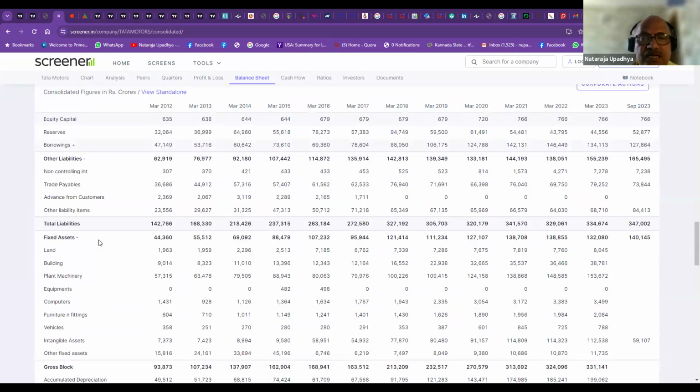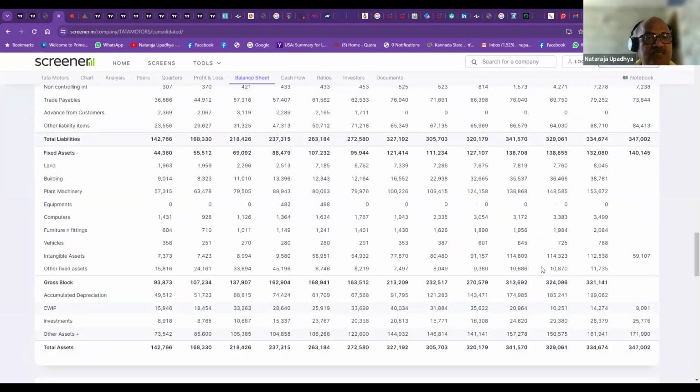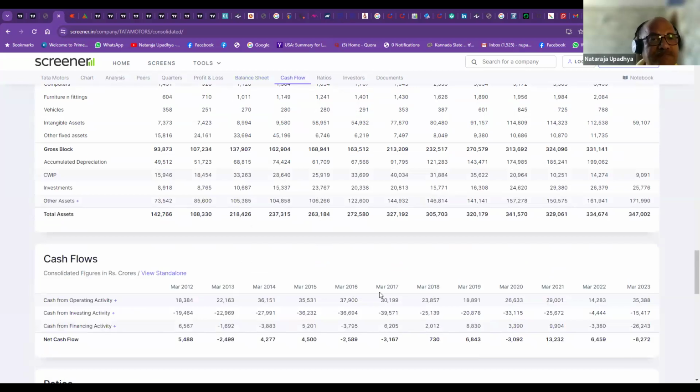But typically, a company's investment can be evaluated by the fixed assets. For example, total fixed assets in 2012 were 44,360 crores. Today it is 140,145. So these investments are an indication that they will pay off in terms of better revenues and profits, is what we need to keep in mind.